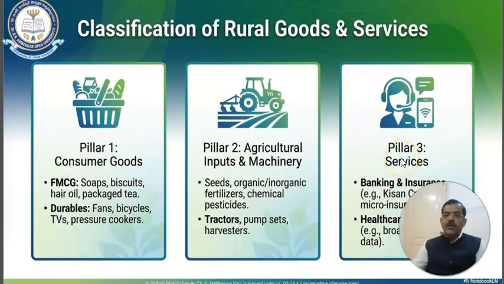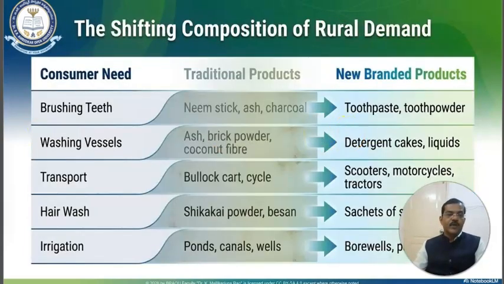And pillar number three is also we talked about the services are also increased a lot for rural marketing purpose. Now move to this shift comparison between the demand of traditional products to new branded products, how it transformed. So that we'll look at closely in rural demand is shifting. Traditional products steadily being replaced by branded alternative products.